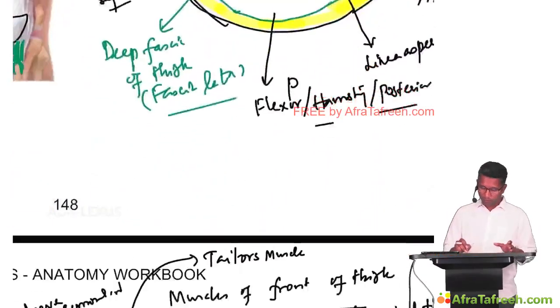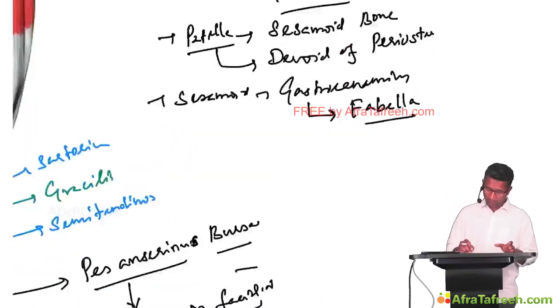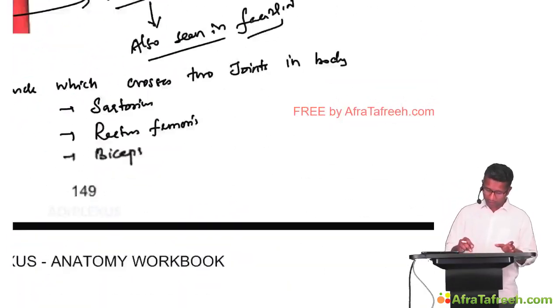Only 2 points about the femoral nerve, guys. I am not taking much time for the femoral nerve. Just understand what the femoral nerve is. The femoral nerve is a branch of the lumbar plexus. As I already told you, it is a branch of the lumbar plexus.